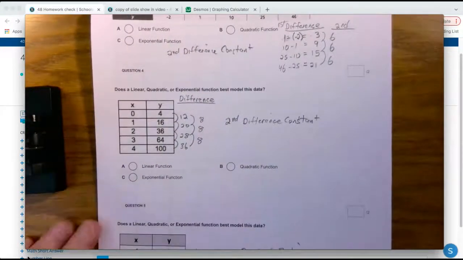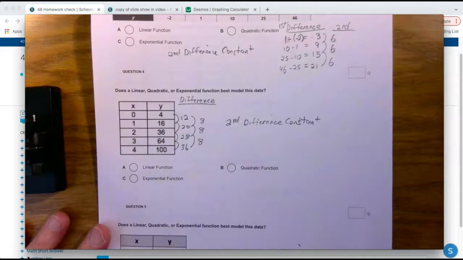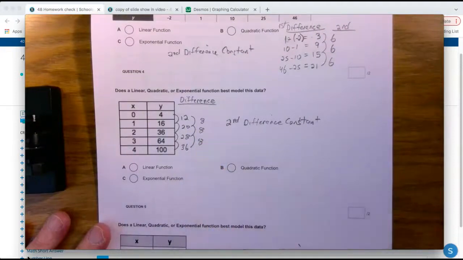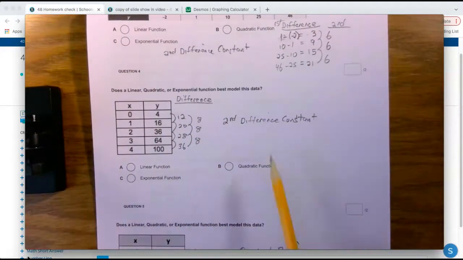All right, guys. Same with number 4. I calculated the first difference. Then I calculated the second difference. It turned out to be constant. The second difference was constant.